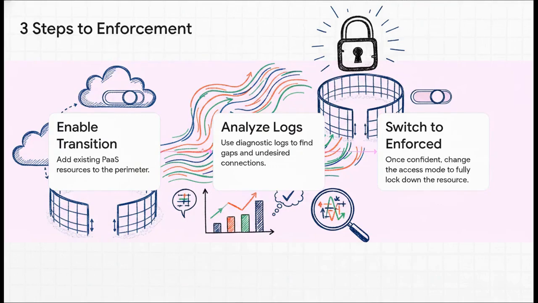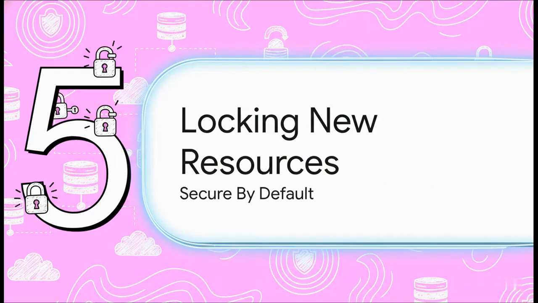And the process itself is really just a simple three-step dance. Step 1, add your existing resource to a new perimeter and put it in transition mode. Step 2, turn on diagnostic logging and just watch. Analyze the traffic to build out and refine your perimeter rules. And step 3, once you're sure all your legitimate traffic is covered, you just flip the switch to enforced mode. Done.